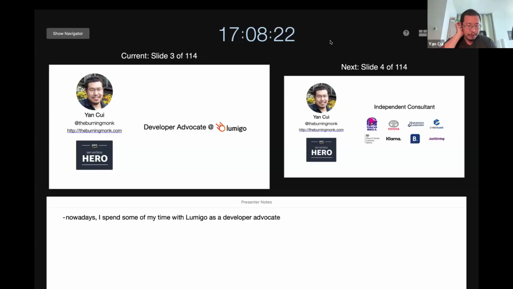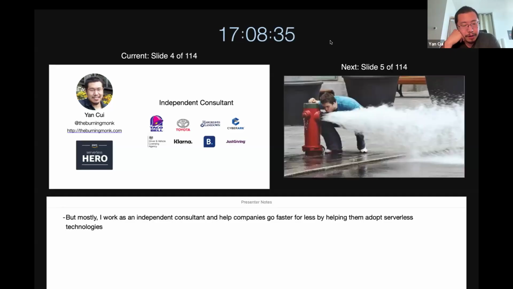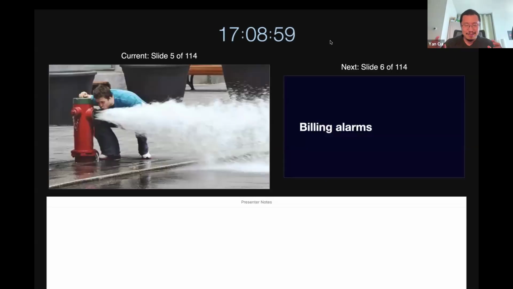Nowadays I work with the Lumigo team as a developer advocate, and Lumigo to me is still probably the best observability platform, especially when you are mostly working with serverless services. The other half of my time, I work as an independent consultant, helping companies adopt serverless and avoid many of the mistakes I've made along the way. One of the things I like to do is identify little patterns that help me reduce the cost of my applications, and I like to share a lot of them with you.